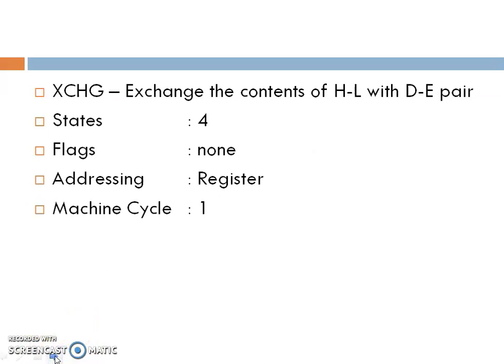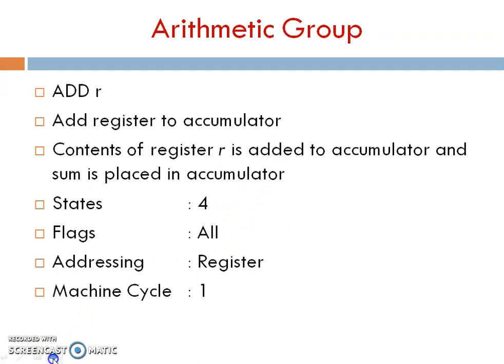Exchange, XCHG, exchange the contents of HL with the DE pair. Whatever the contents of the HL register pair, they are transferred to the DE register pair, and whatever the contents of the DE register pair, they are transferred to the HL register pair. Addressing, register addressing.